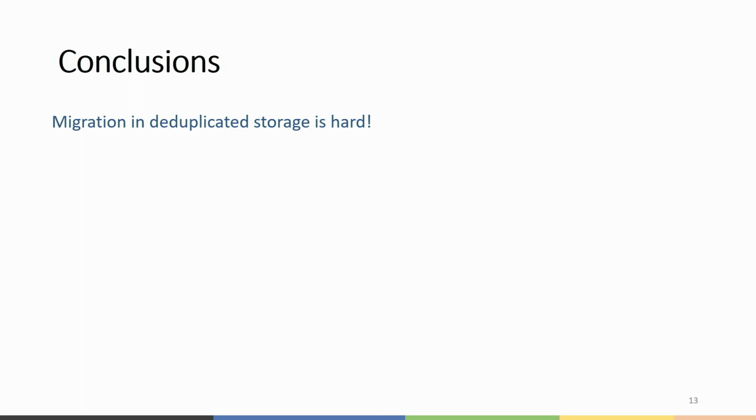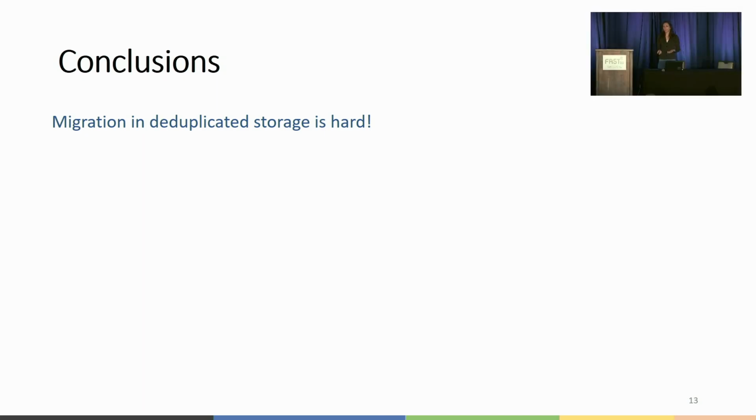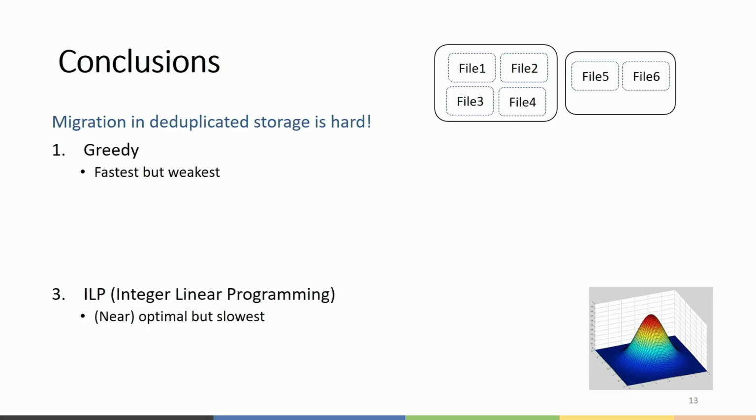So to conclude, file migration in deduplicated storage is hard. It's a hard problem. It's not becoming easier. We have on one side the very simple greedy approach, which provides very quick solutions, but these are also the least effective ones. On the other side, the ILP-based approach, which provides optimal or near-optimal solutions, takes a lot of time, but for the hard cases, it also provides a much better solution.